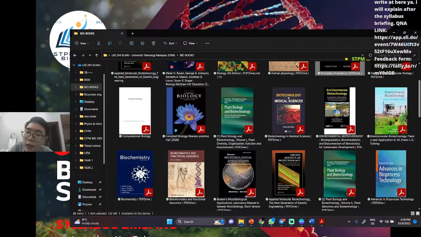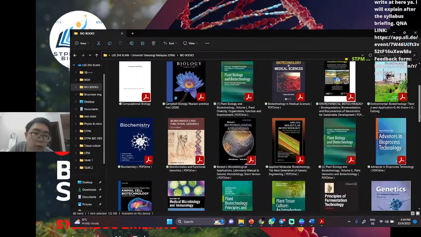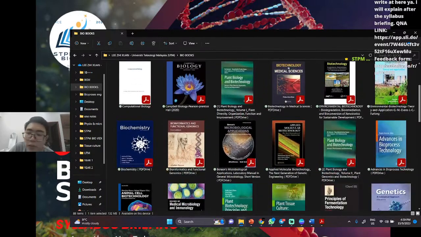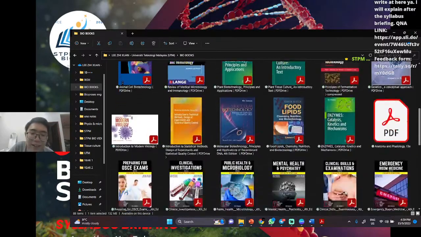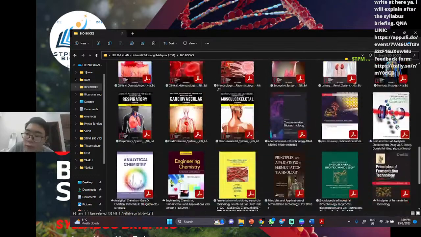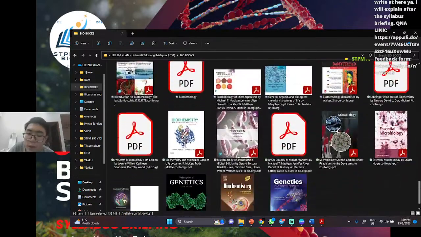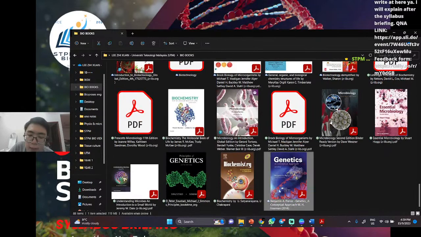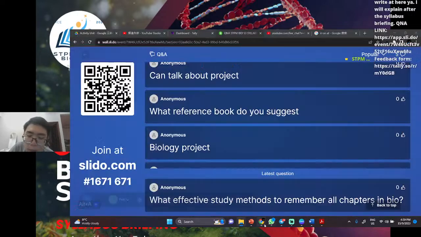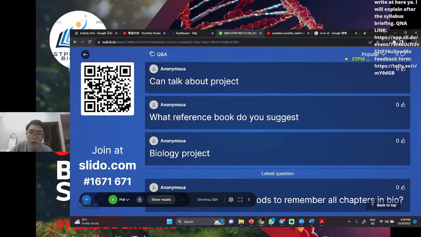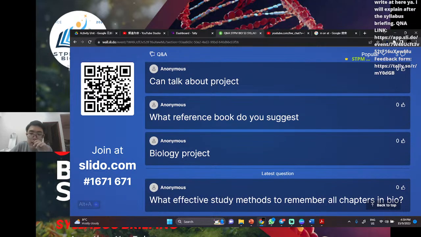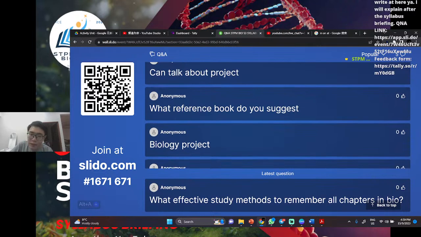Okay, another one is biotechnology. This one is because I am a biotechnology student, so I have many biotechnology books. This one is medical, and this one you can also learn genetics from. So, all of these books. Actually, for me, I just recommend Campbell and also Solomon. Enough already. Very enough already.